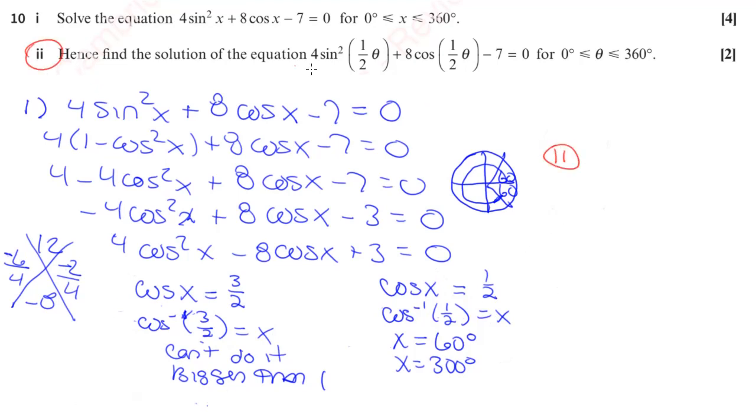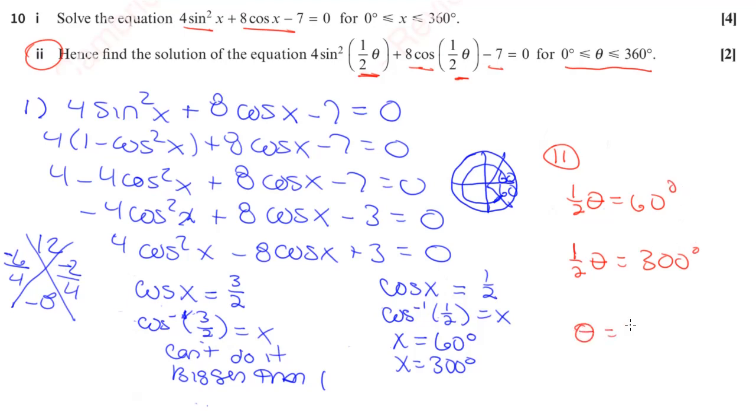For part 2, I want you to notice it's the exact same equation. The only difference is instead of an x, they're using theta, and it's now being multiplied by 1/2. So the whole thing works out the same, except for when I get to the end, it's going to be 1/2 theta equals 60 and 1/2 theta equals 300.